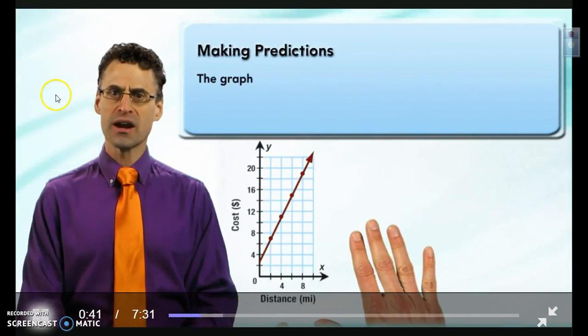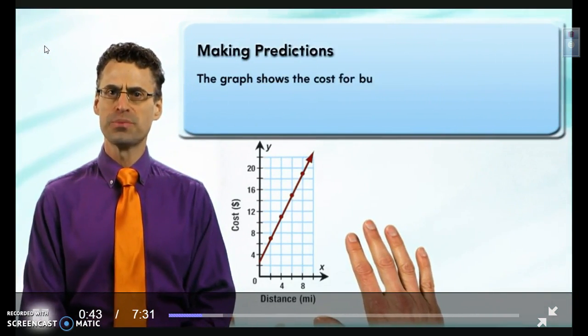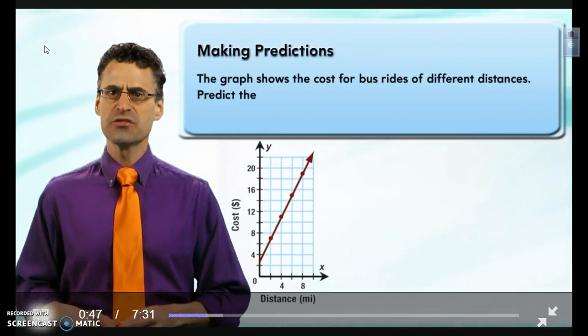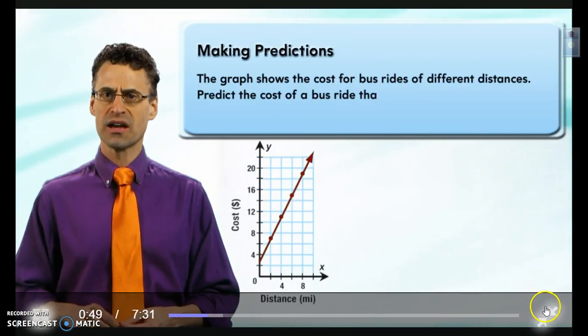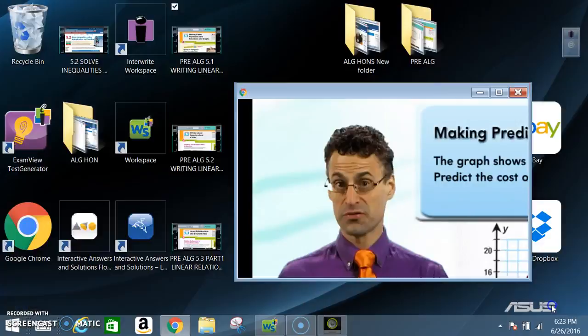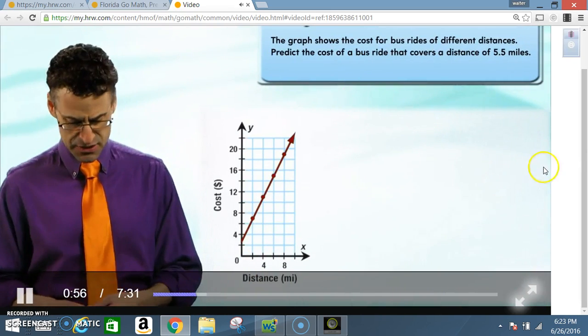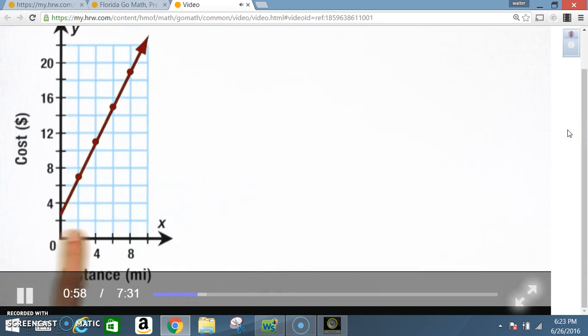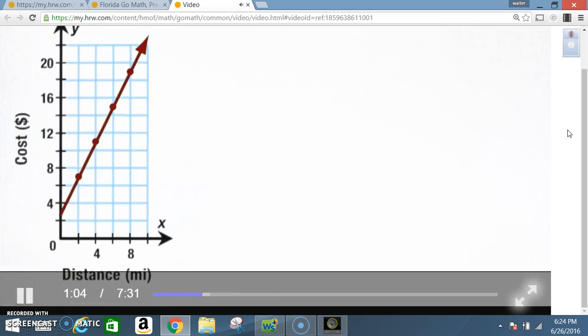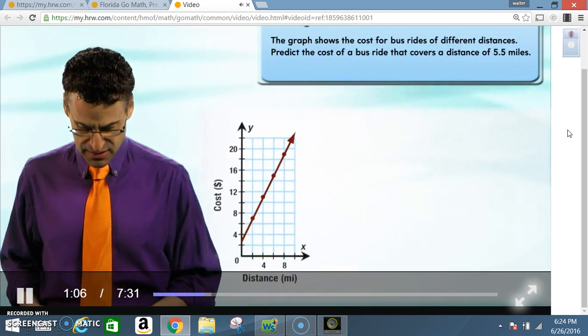So this graph right here represents the cost for bus rides of different distances. And here's our challenge. Let's see if we can predict the cost of a bus ride that covers a distance of 5.5 miles. So let's take a look at the graph together. First of all, notice that on the x-axis we have the distance traveled in miles, and on the y-axis we have the cost in dollars. And some of the points you can see are labeled.